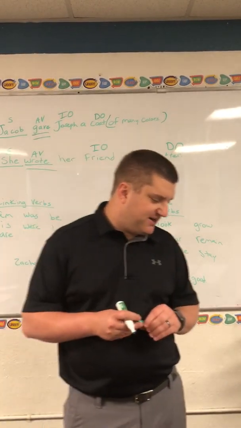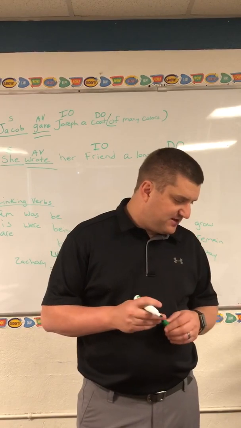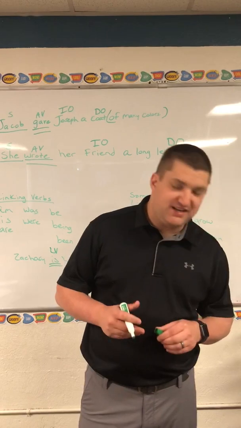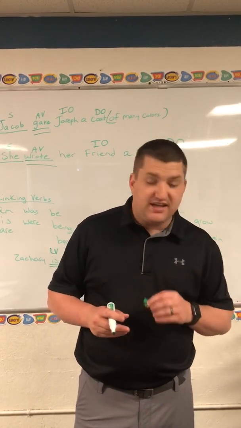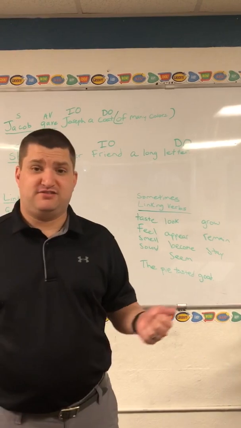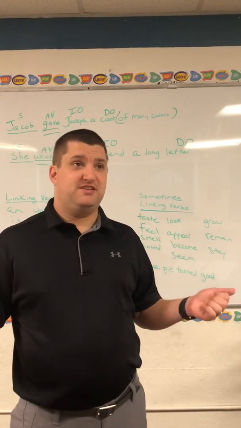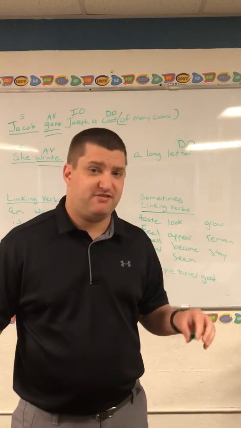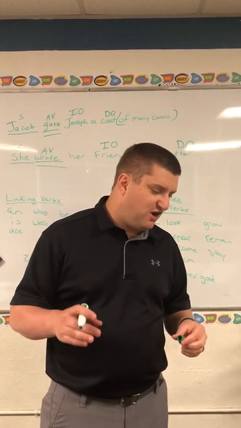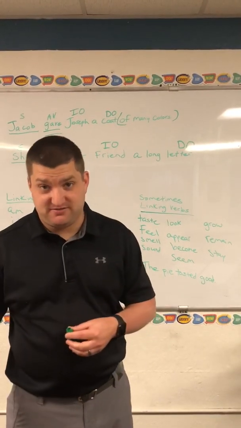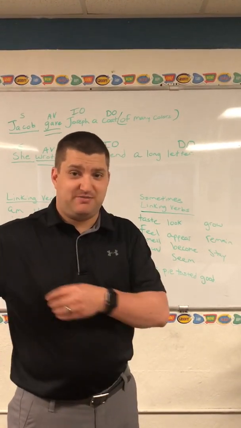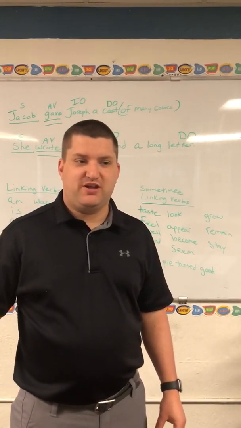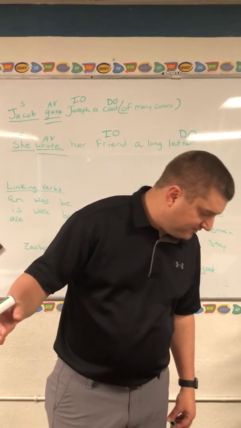Then we get into predicate nominative. A predicate nominative is a noun or pronoun that follows a verb and renames the subject. It's pretty much the same thing as direct objects, but with direct objects you have to have an action verb. If it's not an action verb, then you don't have a direct object. I call it predicate nominative because the predicate nominative is always going to be a noun, and it happens when you have a sentence with a linking verb.